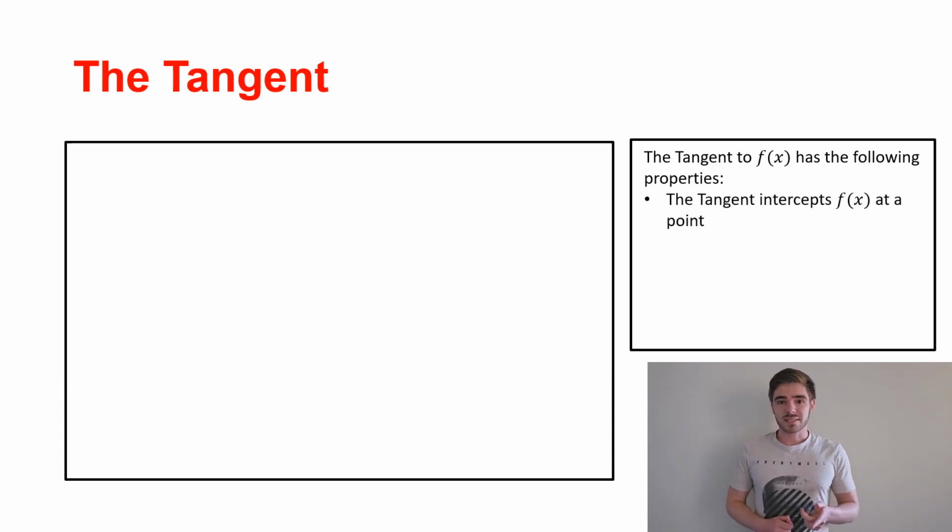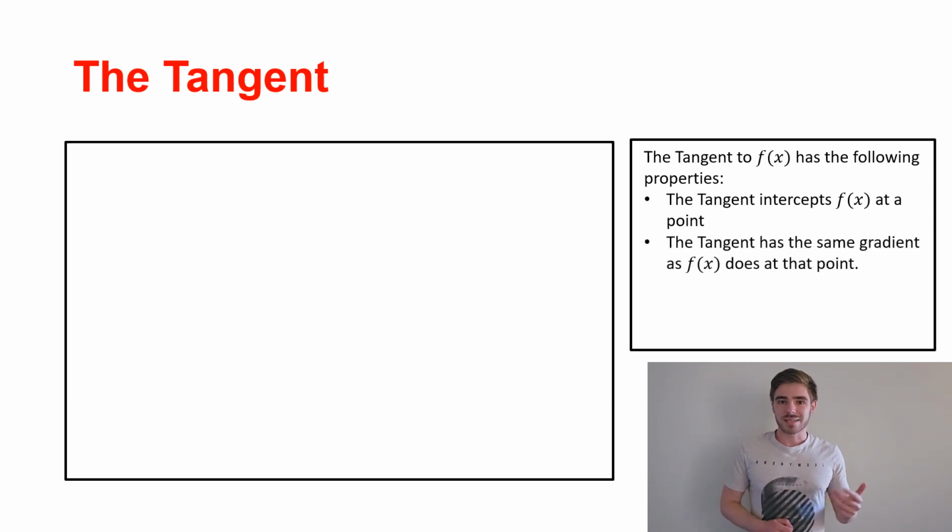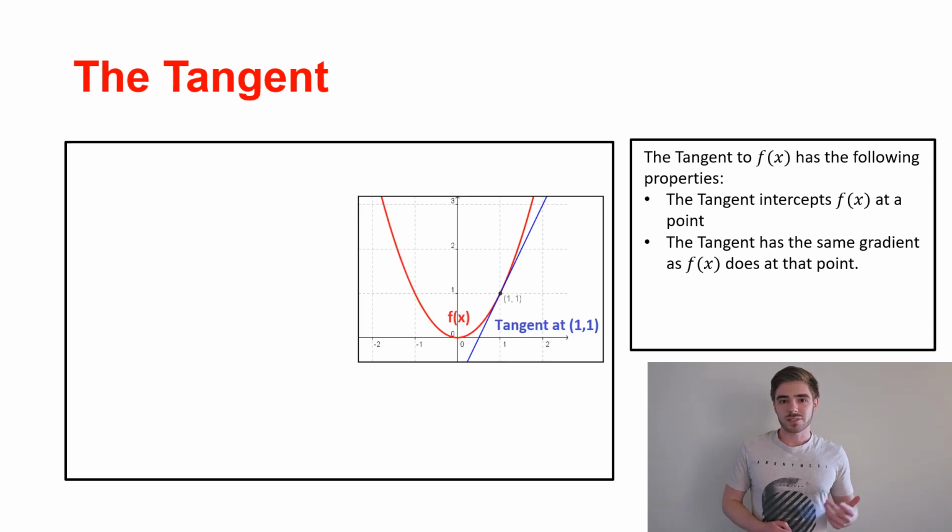Firstly, it must intersect that function at a particular point. And lastly, it must have the same gradient as the function does at that point. For example, the tangent to f of x equals x squared at x equals 1 would look like this.